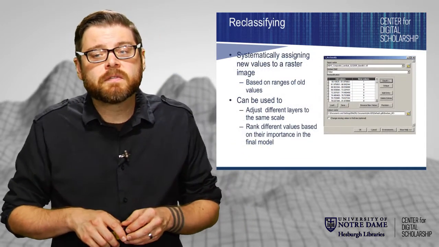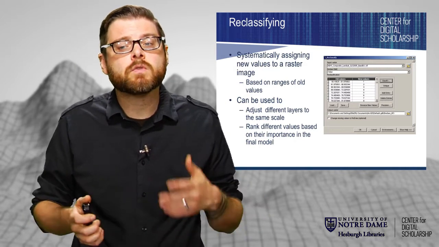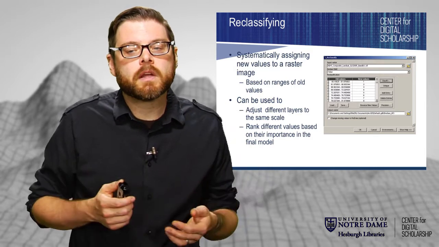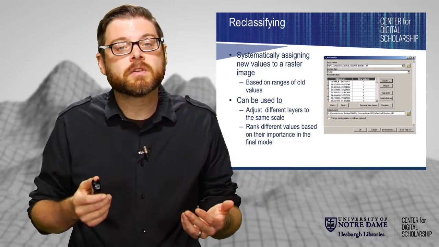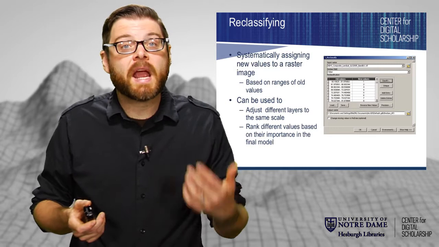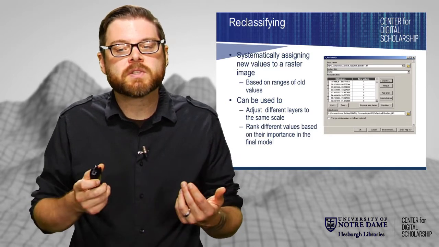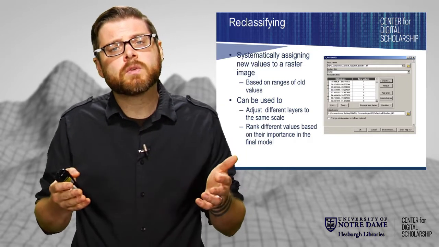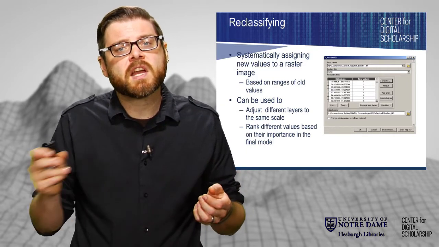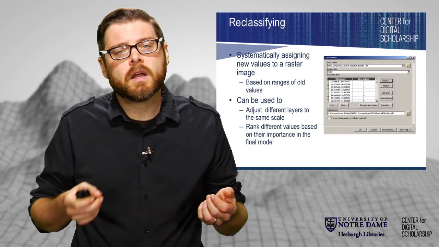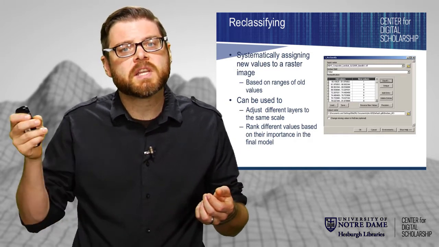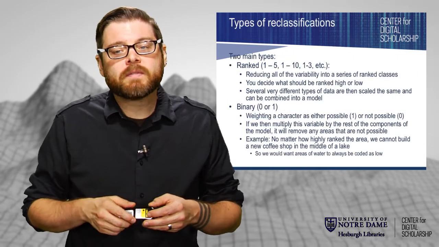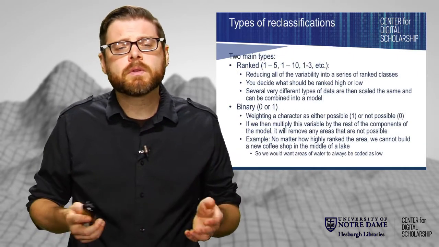So the process of reclassifying is essentially systematically assigning new values to a raster image based on the ranges of the old values that are in there. So we can use this to adjust different layers to the same scale. We could use it to rank different values based on their importance to the final model. So if we had something that was just classified, something like soils, we might want to just simply go through and say sand is high, silt is low, so sand is 10, silt is 1, or something like that. So we have two different types of reclassifications that we work with when we're doing this.